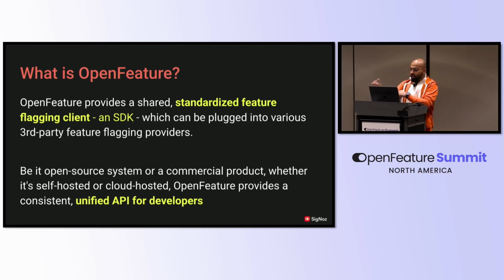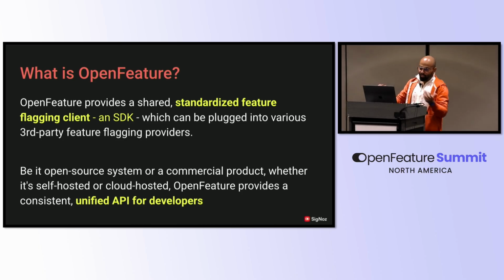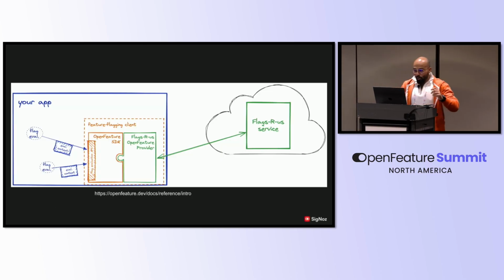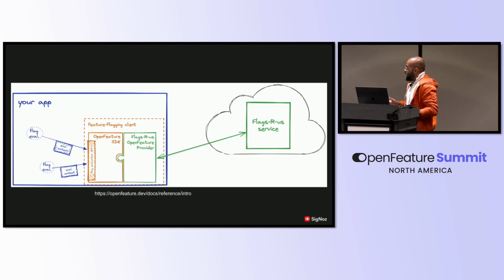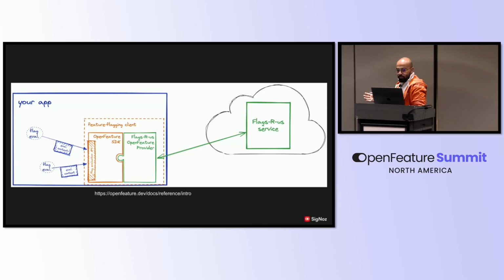And yeah, it gives us a unified API for developers. As rightly said, it is OpenTelemetry for feature flags. So how does this look? I got this from OpenFeature's website as well.